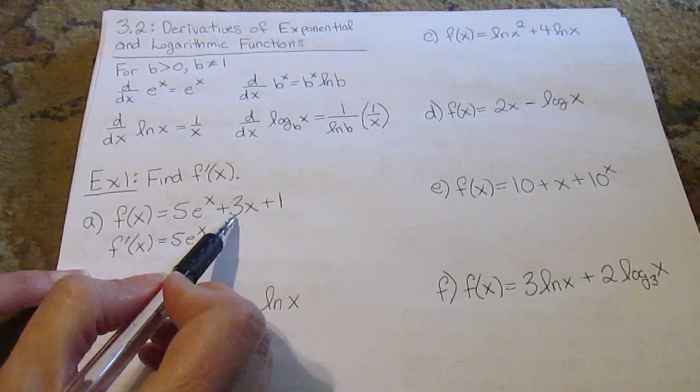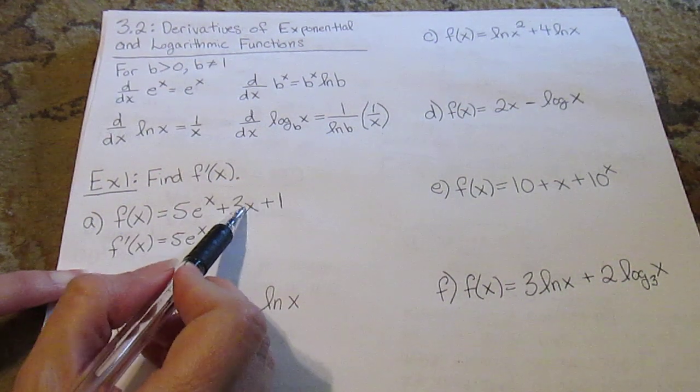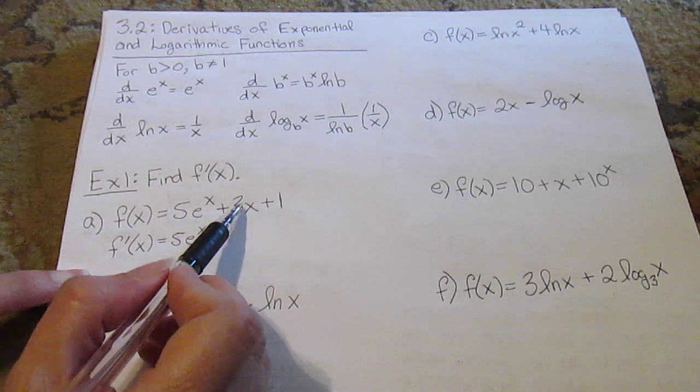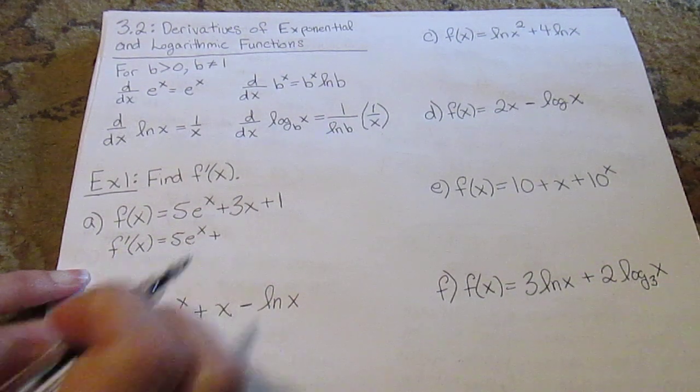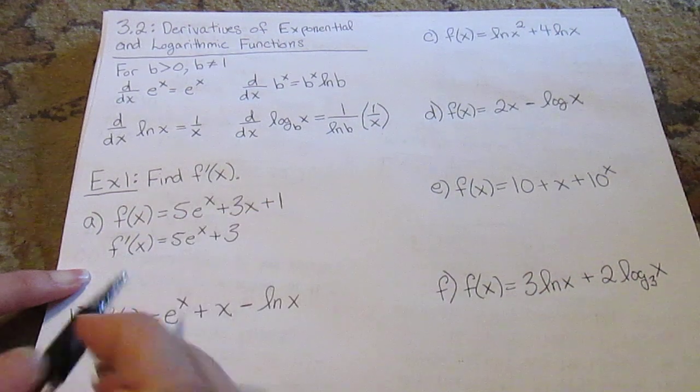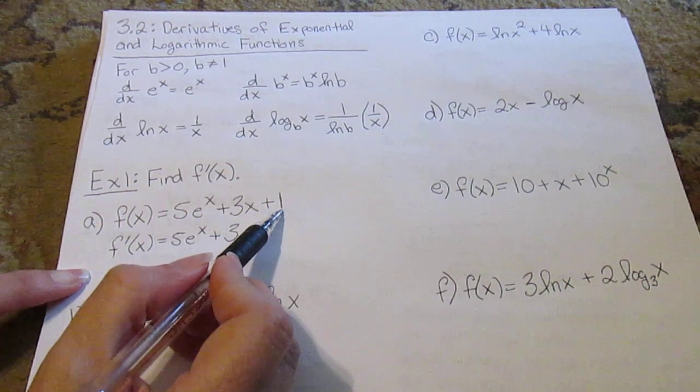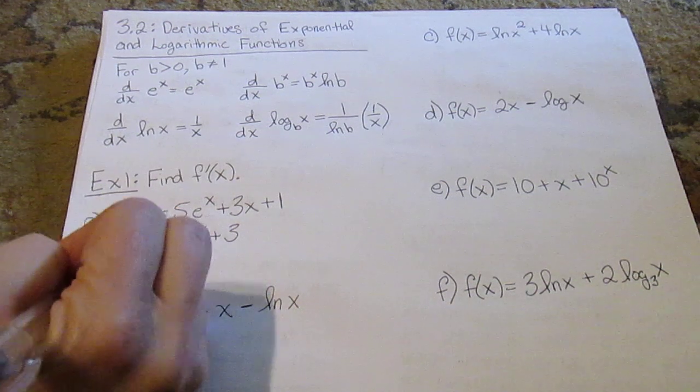Plus, well, the derivative of 3x, remember when there's just the variable there to the first power, it's just the multiple that's in front, so 3. And then the derivative of a constant is 0. So we've got our derivative.